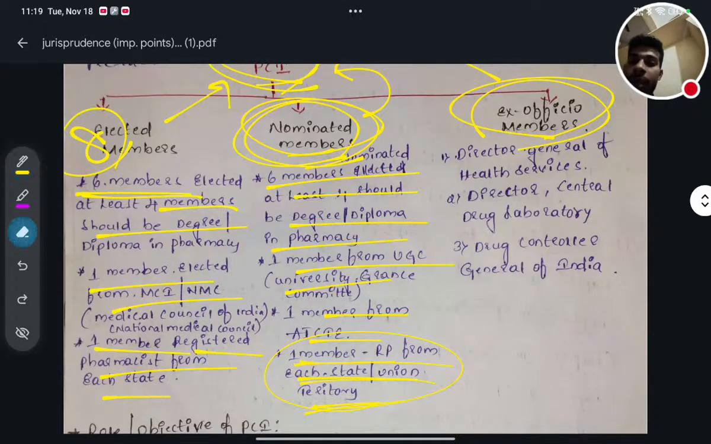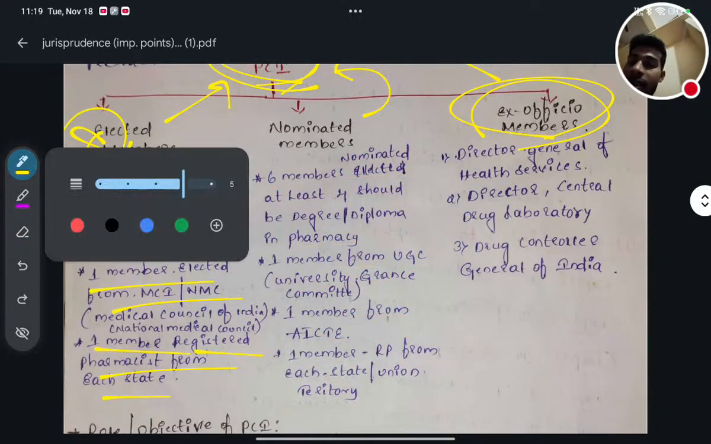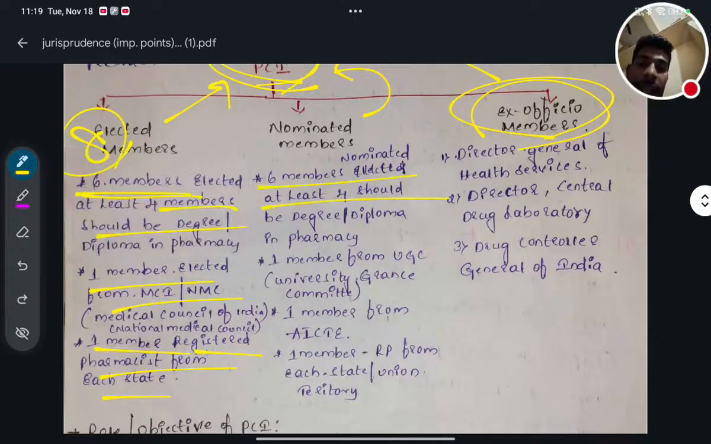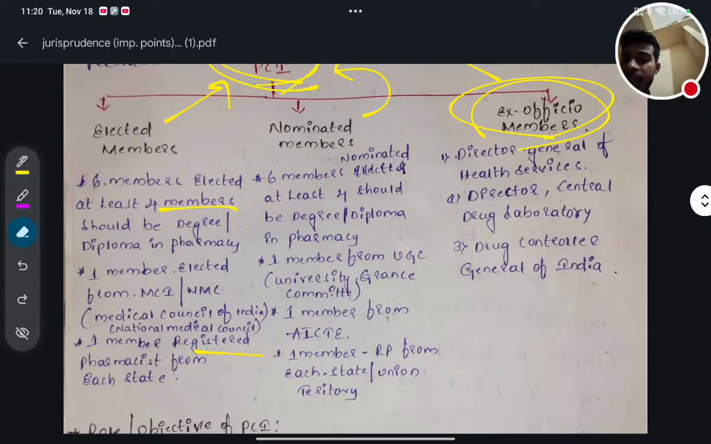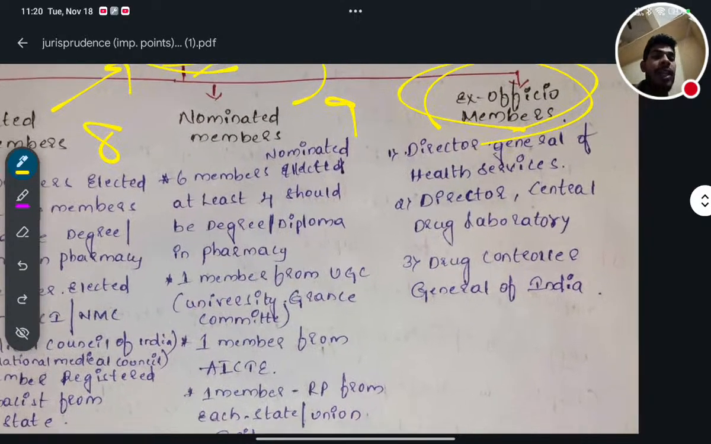Again, how many nominated members? 6 members nominated, at least 4 should have a degree such as a diploma in pharmacy. 1 member from the UGC, the University Grants Committee, 1 member from AICTE, and 1 registered pharmacist member from each state. So how many members? 6, 7, 8, 9. So 9 nominated members. How many elected members? 8 elected members. So you have to remember 8 elected members, 9 nominated members, and how many ex officio members?